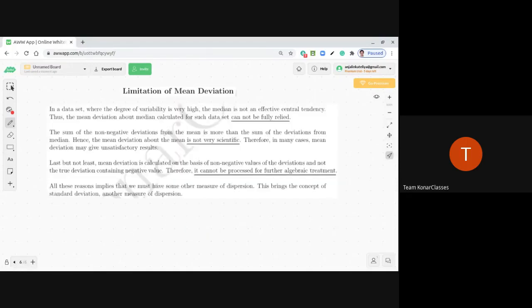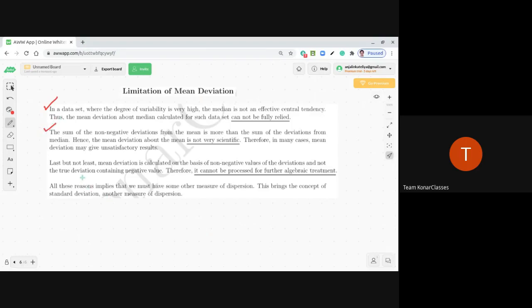The limitations of mean deviation. In a data set where the degree of variability is very high, the median is not an effective central tendency. Thus, the mean deviation about median calculated for such a data set cannot be fully relied upon. Second, the sum of the non-negative deviations from the mean is more than the sum of the deviations from the median. Hence, the mean deviation about the mean is not very scientific. Therefore, in many cases, mean deviation may give unsatisfactory results.